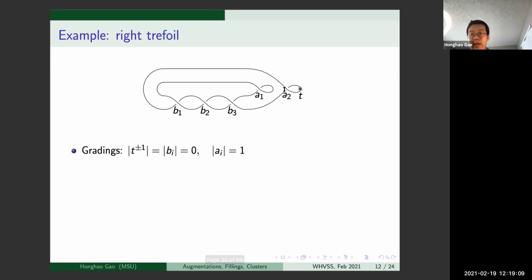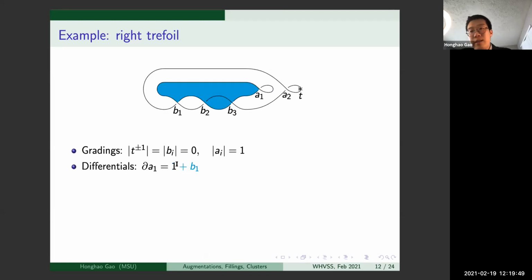And the gradings for these generators are the formal variable, and these B's have degree 0, and all the A's have degree 1. And for the differential, it's defined by counting disks. Let's take A1 as an example. This is an immersed disk with a unique puncture at this quadrant of A1. So except for A1, where I started my disk, there are no other Reeb chords. So the counting gives me 1 here.